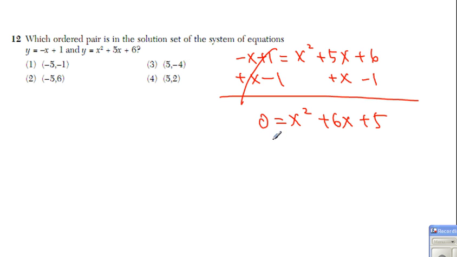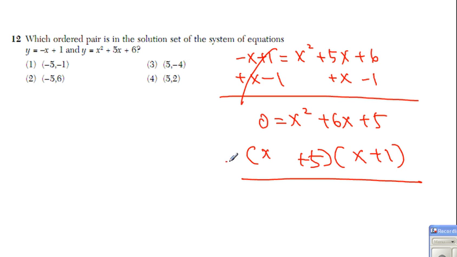How are we going to get that? We can factor this one: x plus 5 and x plus 1. Then this has to be equal to 0, and x has to be equal to negative 5 or negative 1. These two possibilities, negative 5 and negative 1. But notice this negative 1 is not the y value, it's still the x value.